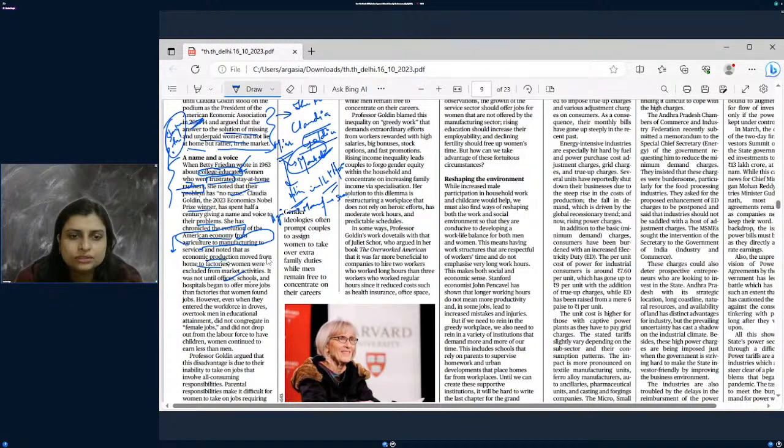It was not until offices, schools, and hospitals began to offer more jobs than factories that women found more jobs. Now, however, even when they entered the workforce in droves, overtook men in educational attainment, did not congregate in female jobs, and did not drop out of the labor force to have children, women continued to earn less than men. So based on her analysis, even though women participated in the workforce with that much qualification, their pay was very low compared to men.